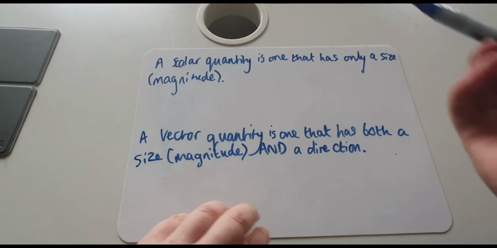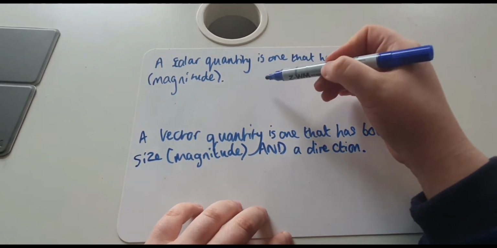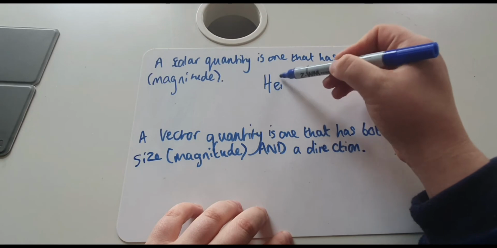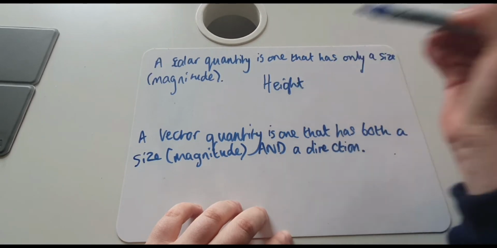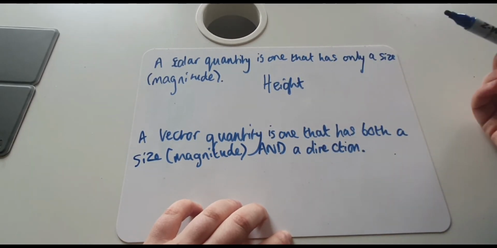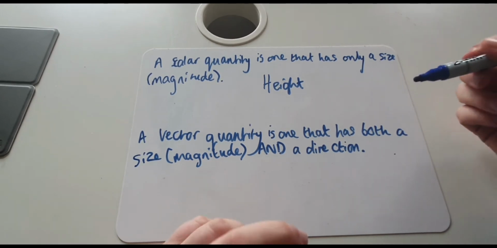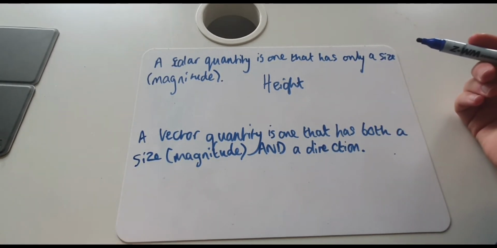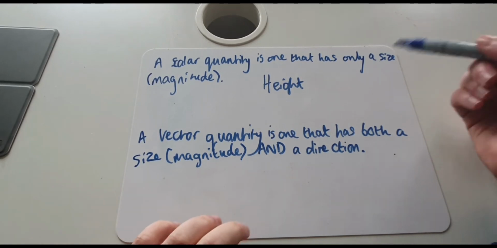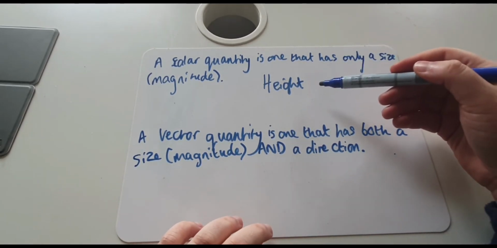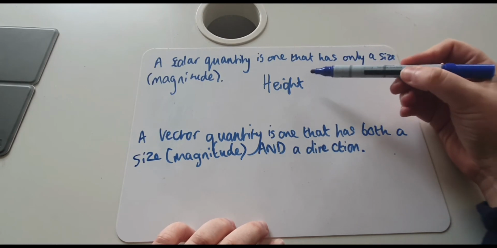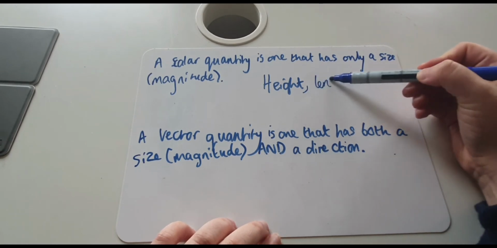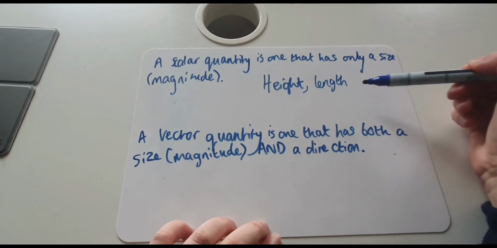So quantities that have only size, let's think. Height. Okay, so I might say 5'10", or I might say 178 centimetres, or whatever it is. I would never say something like 5'10" to the left. Okay, that doesn't really make any sense, so that's a scalar quantity. Other things are very similar, basically any length. So height is a type of length.